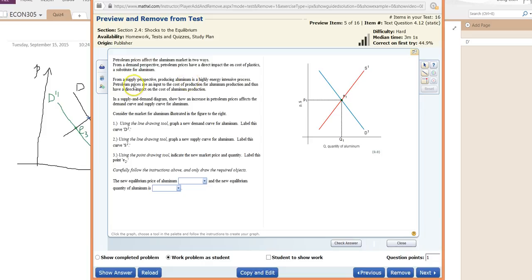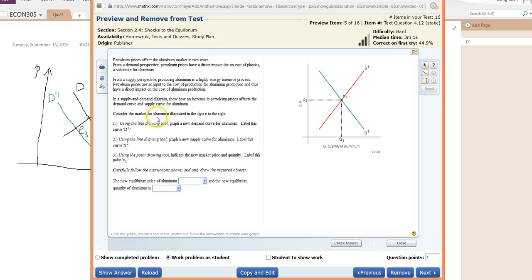Petroleum prices are an input to the cost of production for aluminum production and thus have a direct impact on the cost of aluminum production. In a supply and demand diagram, show how an increase in petroleum prices affects the demand curve and the supply curve for aluminum.